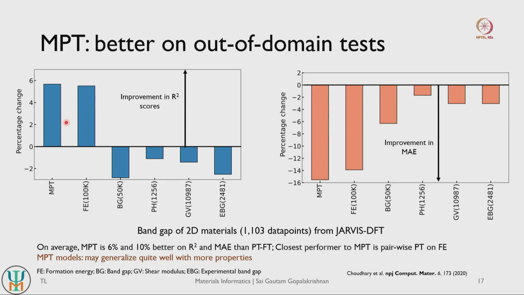And we see that on average MPT is about 6 to 10% better in both R2 scores and mean absolute errors compared to other pairwise transfer learned models, and definitely significantly better than the scratch models. So with respect to scratch, this is about 6% performance improvement.